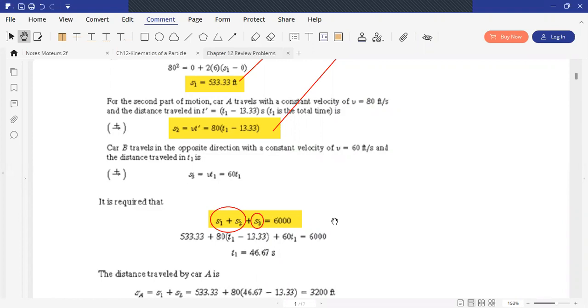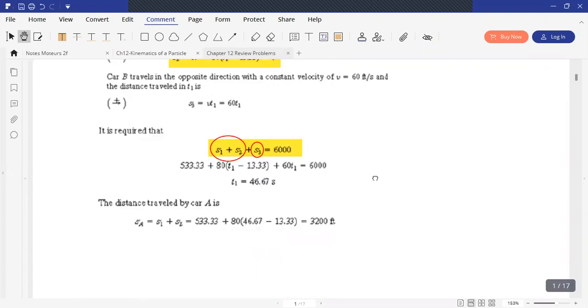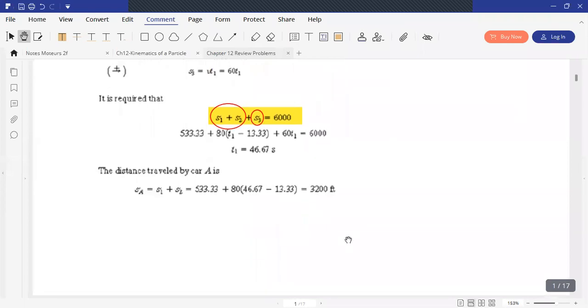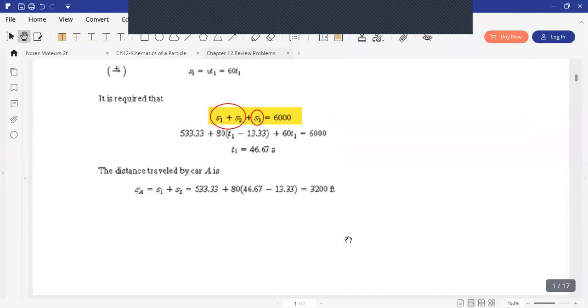Any question on this problem? So can we move to another one? Okay. So let's start another problem. Now, just before they asked what is the distance traveled by B, so all I have to do is S1 plus S2.